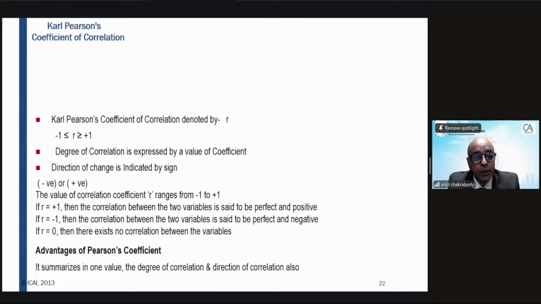Now we will see the advantages. Of course, it gives you the entire value. Okay, Anjali has a question: is theory related or practical question mostly coming in the exam?